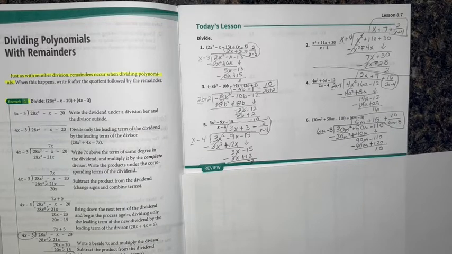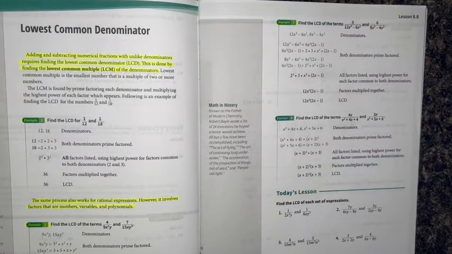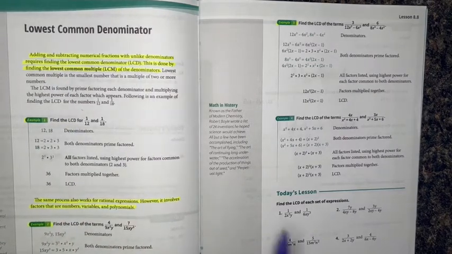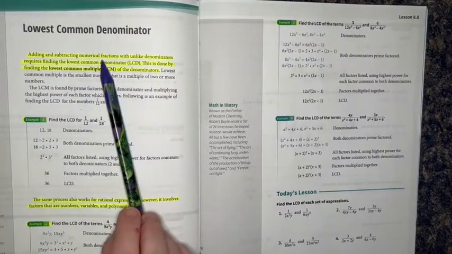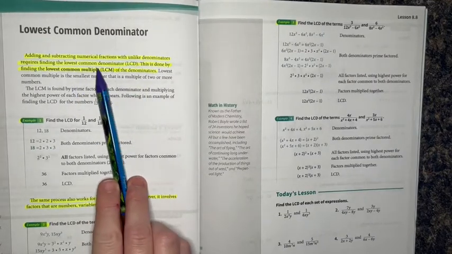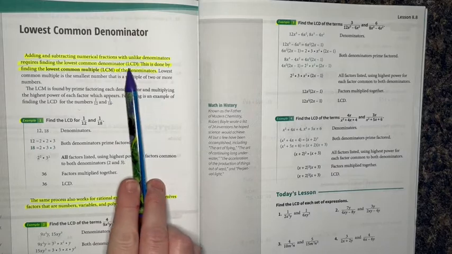All right, good job. Lesson 8 begins on page 38, and it's called Lowest Common Denominator. And it says here that adding and subtracting numerical fractions with unlike denominators requires finding the lowest common denominator, the LCD.